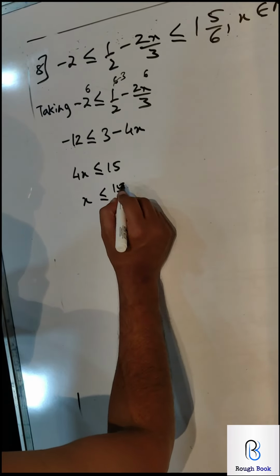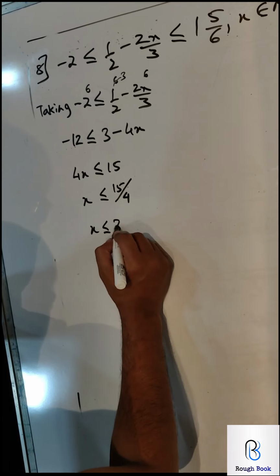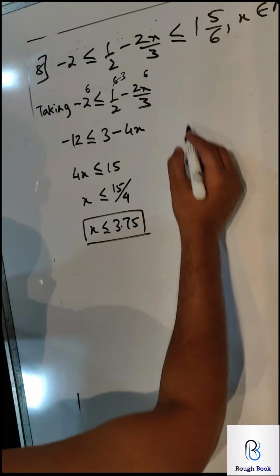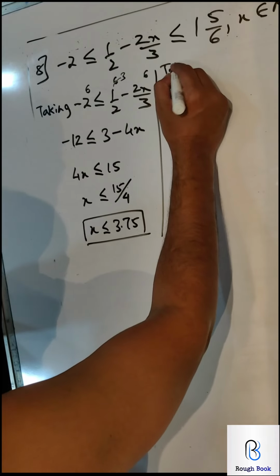So x will be 15 by 4. So my x then becomes 3.75. I get the first part. Let's try the second part.